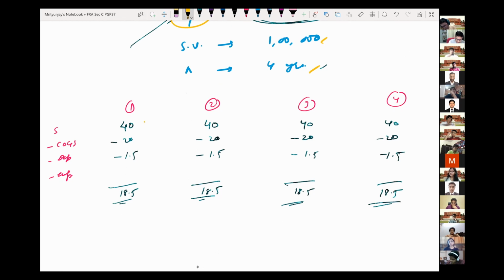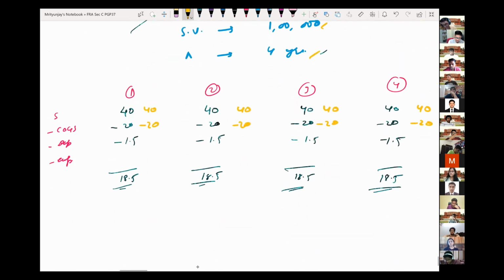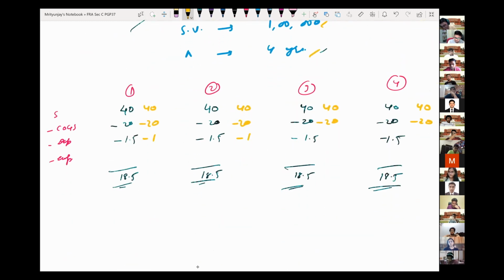So your numbers will look something like this. The sales remain the same as it was, 40, 40, 40 and 40. No changes there. Minus COGS also remains the same for all the years. But in this system, the depreciation is different. What you were charging as 1,50,000 depreciation, now the depreciation is just 1 lakh every year. So let me show depreciation of 1 lakh here, 1 here, 1 here, and 1 here.